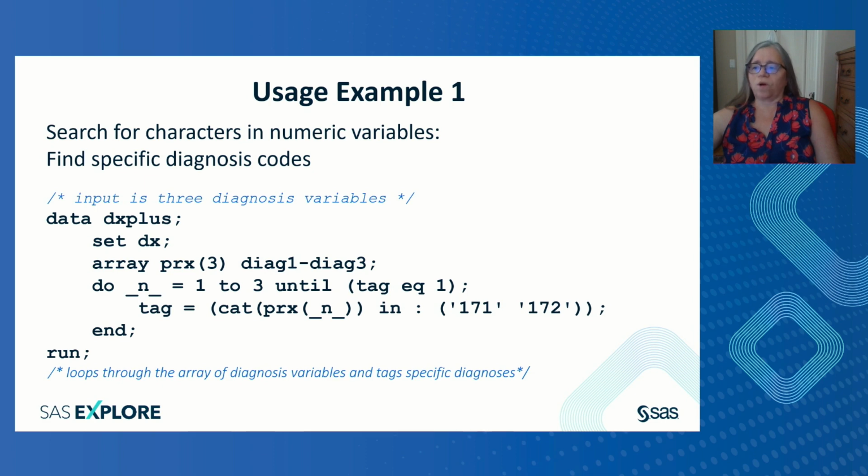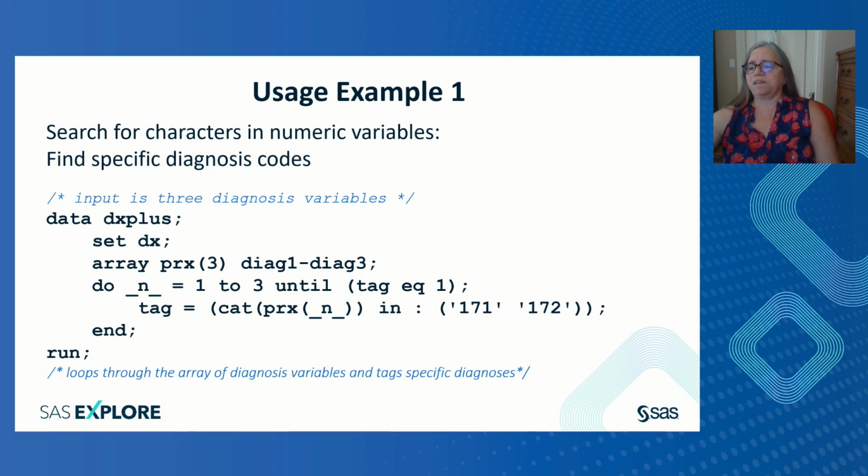Uses example 1 tells us how to search for characters in numeric variables and find specific diagnosis codes. As you can see in the code, the input is 3 diagnosis variables, and these happen to be character diagnosis variables. And we can loop through an array of diagnosis variables, and it will tag specific diagnoses.